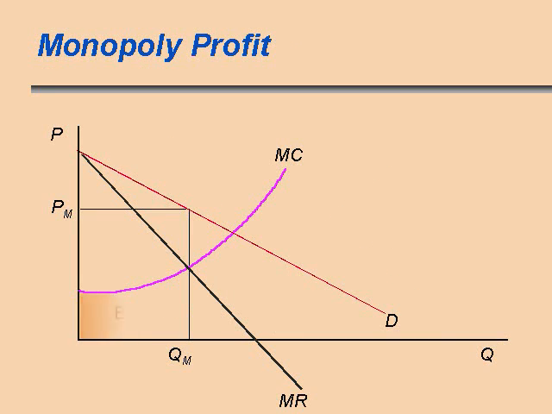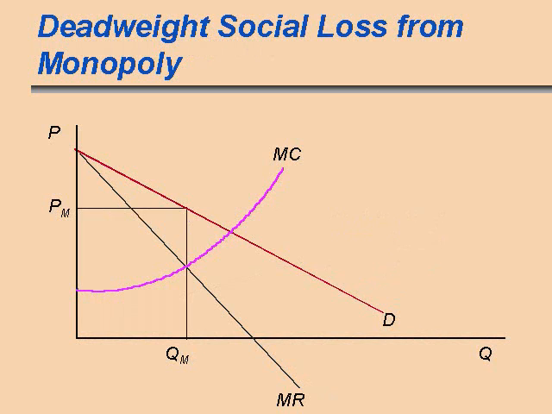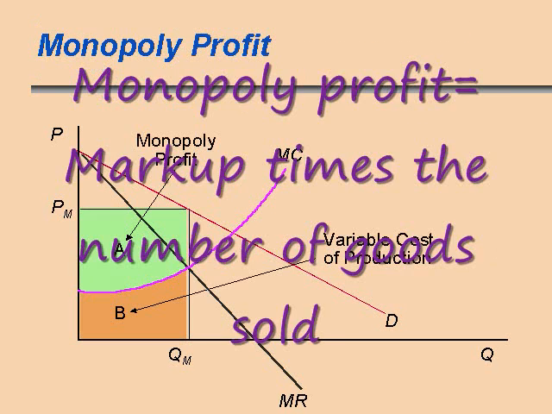Monopoly profit, another way to graph it. Markup is price minus average cost. The monopoly's profit equals its markup times the number of goods that it sells.